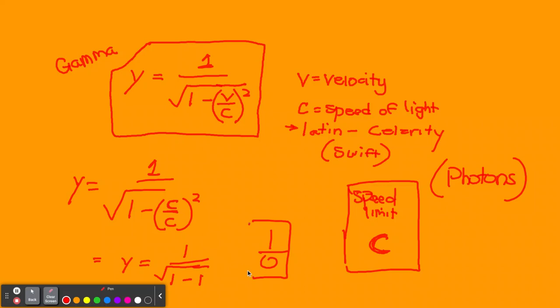You're going to get 0 in the denominator, and that's a big problem because that's undefined. You cannot have 0 in the denominator. So from this very equation, if we plug in the speed of light, we get something undefined, which tells us that if you go with the speed of light, time doesn't exist. In other words, photons don't experience time. That's the wild part of this equation.